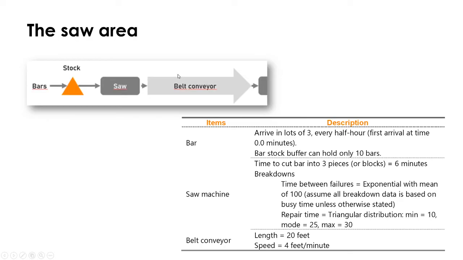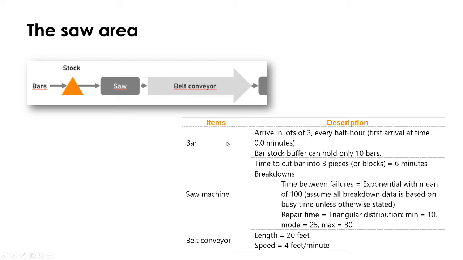So let's take a first look at the saw area, which is the first process that we have in our plant. And what we have is bars arriving to the system every half hour, and they arrive in lots of three. The first arrival happens at time 0. This is not really relevant because we are going to analyze how the system behaves for a whole year. And whether this happens at the very beginning or in 1, 2, 3 minutes is irrelevant because we're dealing with a large runtime, or a large horizon, to analyze how the system performs.